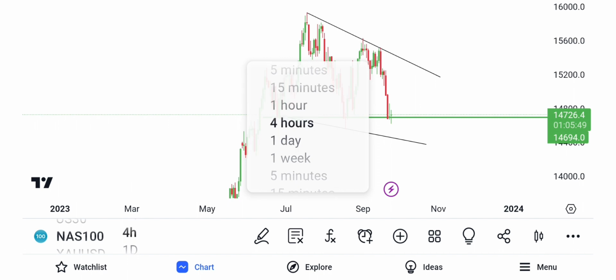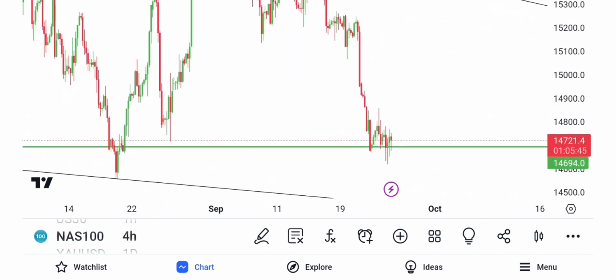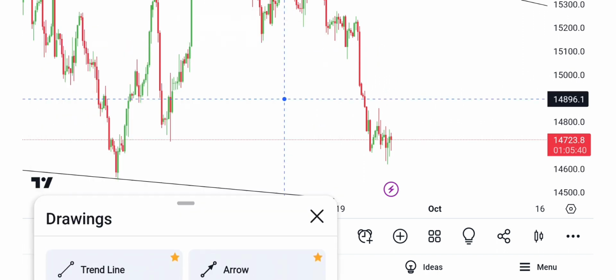So let me not bore you guys. Let me move down to the 4-hour time frame, and then we can see what's happening. So now when we come to the 4-hour time frame, I'm just going to correct my zone over here, right?